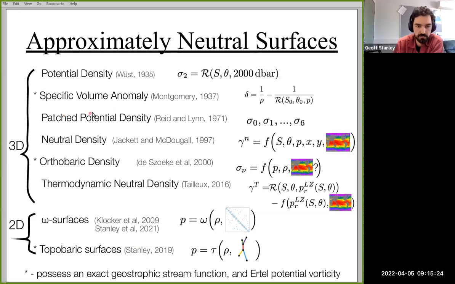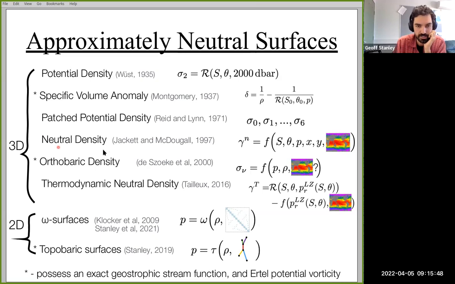Okay, so then there's some other ones, patched potential density, which was an old classic one where you try to use different potential densities with different reference pressures and you try to patch them together. The downside of that, though it can be more neutral than using one of these everywhere, is that you get discontinuities. So for that reason, I'm not a huge fan of anything with discontinuities.